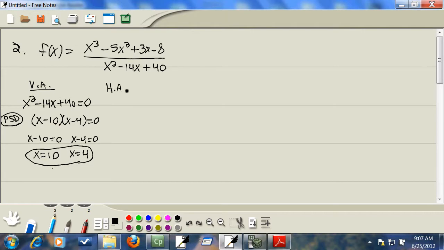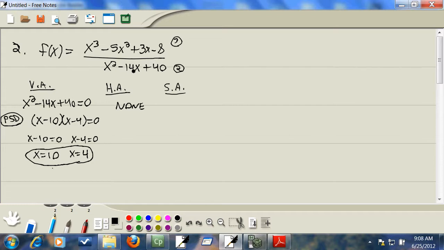For a horizontal asymptote, you look at the degrees of the top and the bottom. The degree of the numerator, the top, is 3. Degree is your largest power. Degree of the bottom is 2. When the degree of the top is larger than the bottom, then there is no horizontal asymptote. Now, leaving that blank is not acceptable. I don't know if you meant there is none or you just didn't know how to find it.